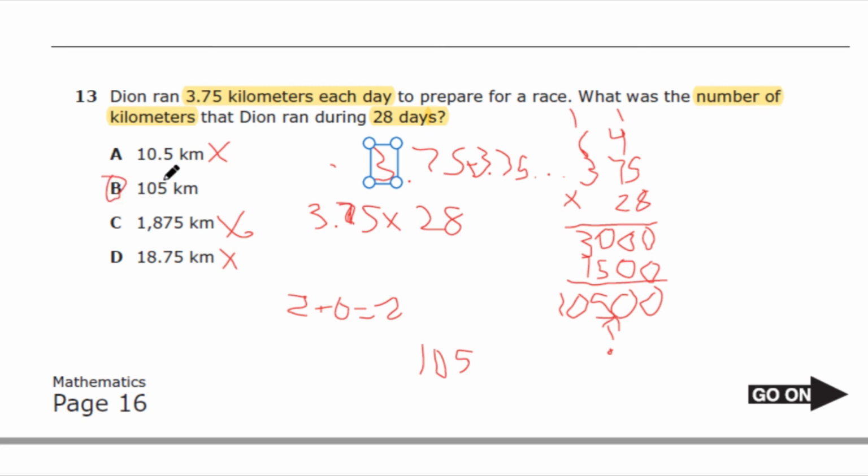So an important thing to remember for a problem like this is to not forget the decimal point. I think that's an issue that catches many people off guard, but always remember after doing all the multiplication that you need to bring the decimal point back in the problem, or there's a high chance of you getting the problem wrong. So what this answer means is that if Dion ran 3.75 kilometers each day to prepare for a race, he would run 105 kilometers in 28 days.